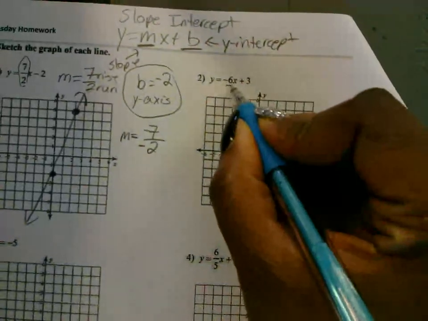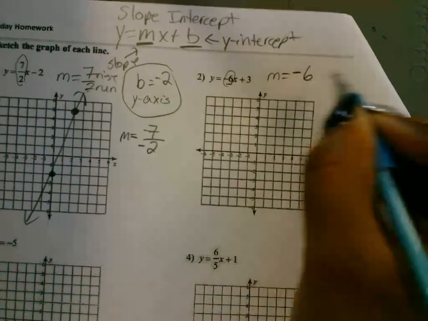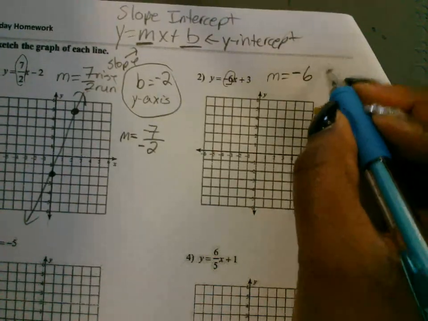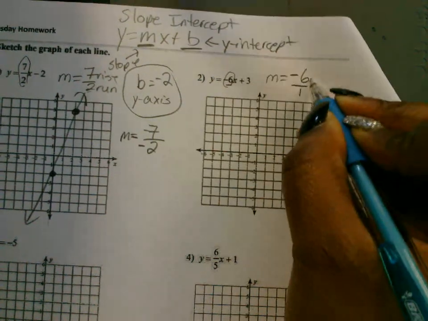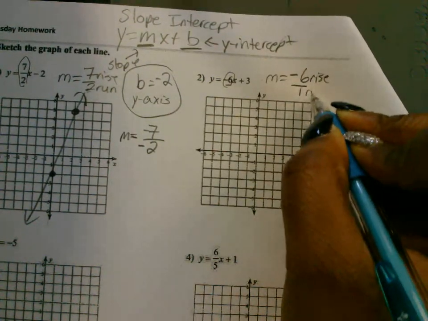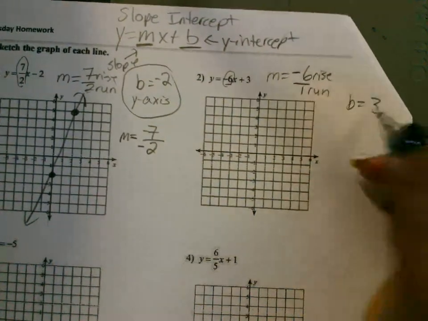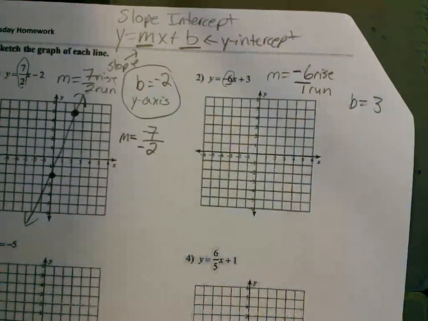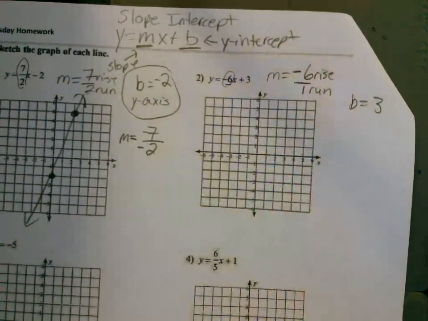Okay, so now let's go down and do one where the slope is the number that's attached to the x. Remember, if you don't have a rise over run, you don't have a fraction, to make this a fraction, just put a 1 under it, okay? The top number is your rise, the bottom number is your run, okay? Your b is the number that has no variable attached to it, which is 3. Find 3 on the y-axis, go down 6/1, okay?